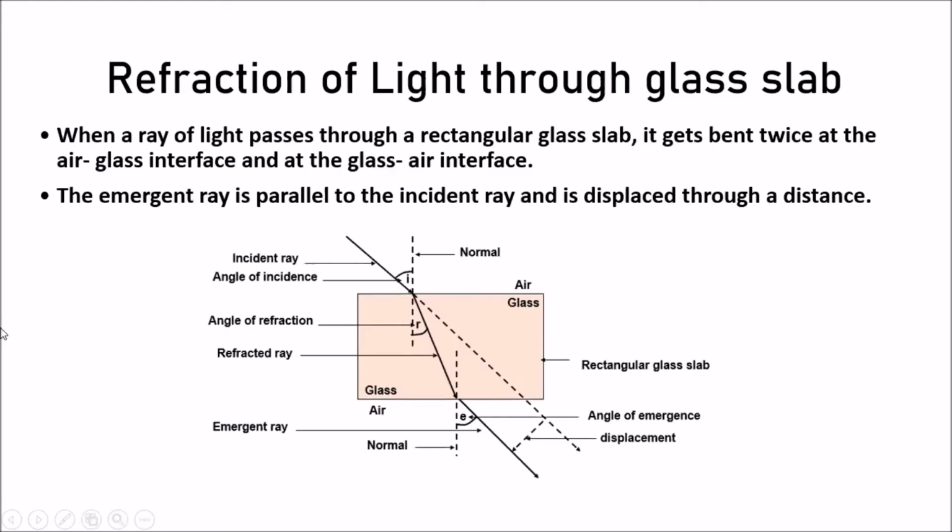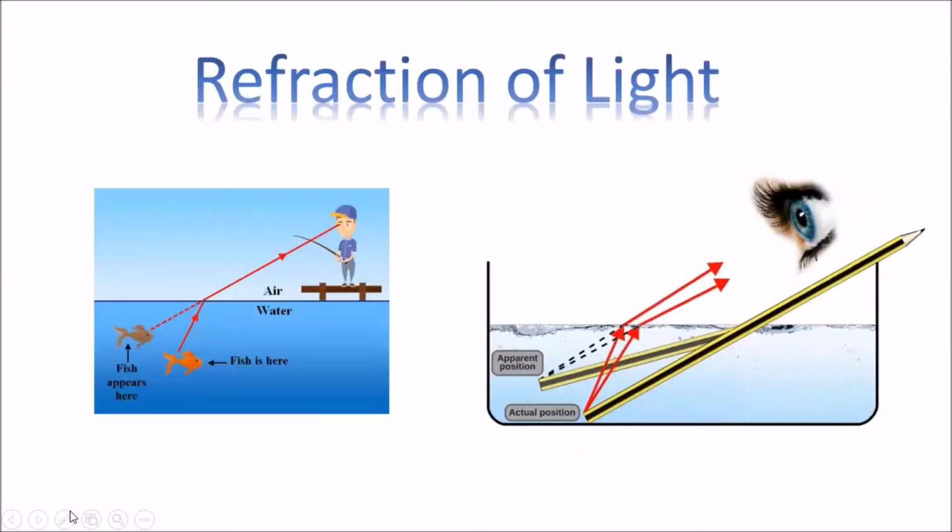You can see what happens when a ray of light passes through a rectangular glass slab. It gets bent twice: once here, and a second time at this end. The emergent ray is parallel to the incident ray and displaced through a distance. You can see this is the original path, and this is the emergent ray. This is basically the refracted ray for the glass-air interface, and because it's going out of the glass slab, we call it the emergent ray. The angle made by the emergent ray with the normal is called the angle of emergence.